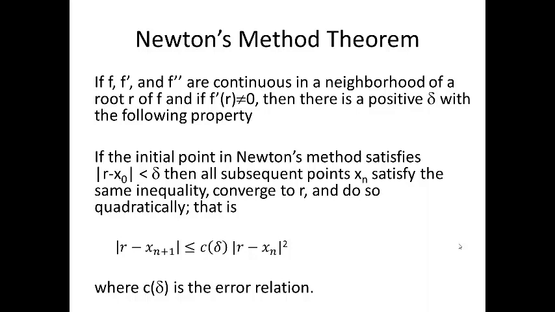That is, |r minus xn plus 1| is less than some function c of delta, which is the error relation, times |r minus xn|, the previous term, squared. And the formula for this error relation can be found under equation 2 on page 130.